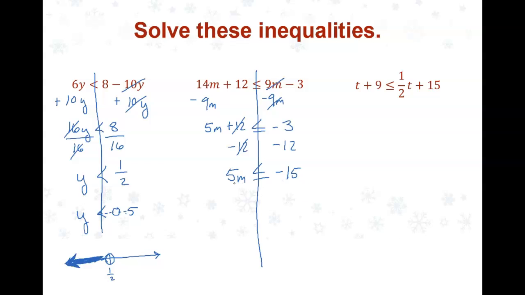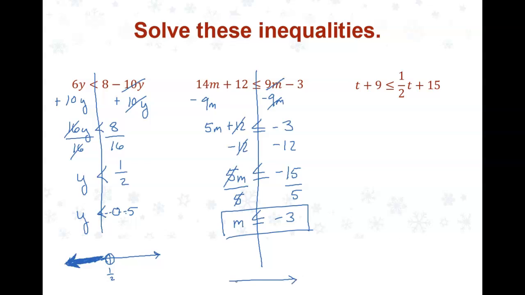Our last step here, we need to get rid of this 5. And we're currently multiplying, so we need to divide it to get rid of it. Divide both sides by 5. These 5s cancel. We get m less than or equal to negative 3. Remember, we don't flip the sign because it's dividing by a positive number. So that is our answer. m is less than or equal to negative 3.